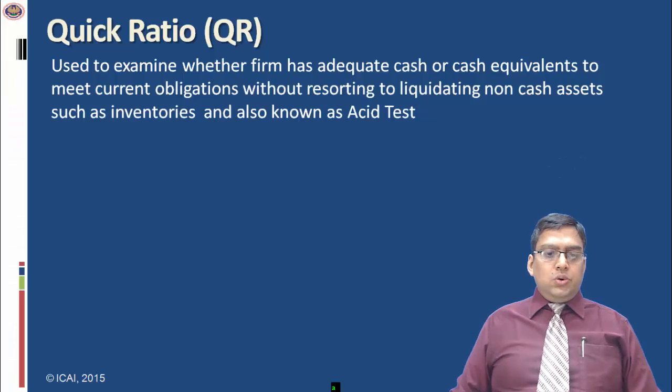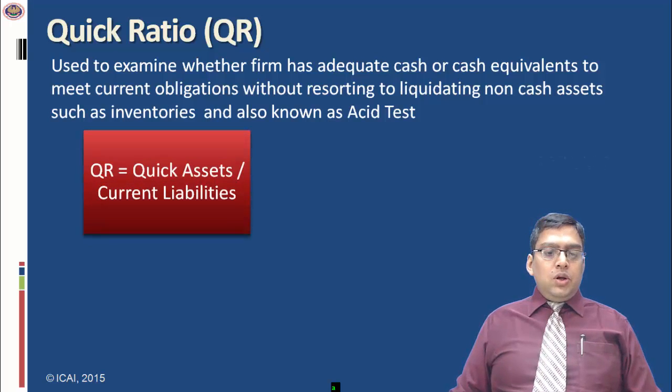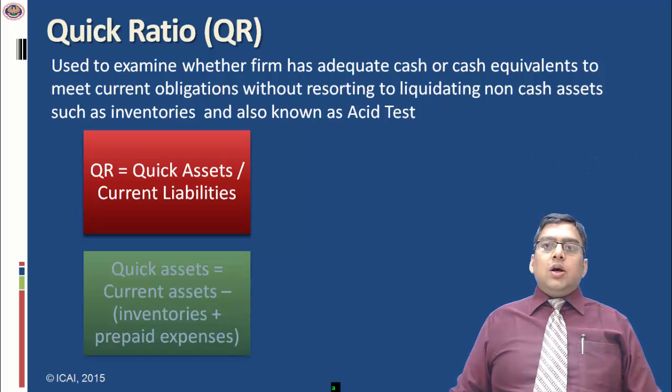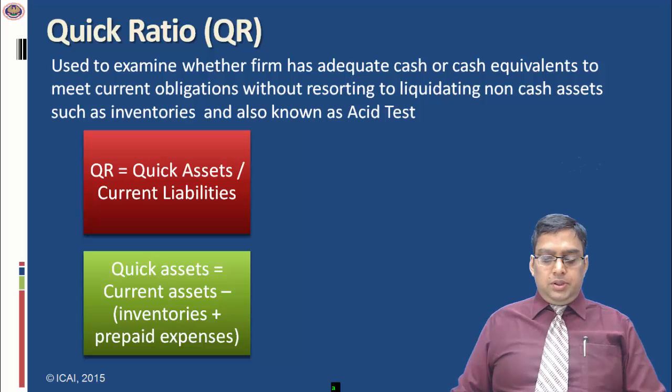Next one is the quick ratio. Quick ratio is used to examine whether a firm has cash or cash equivalents to meet current obligations without resorting to liquidating non-cash assets such as inventory, and it is also known as the acid test. Quick ratio equals quick assets divided by current liabilities. Quick assets means current assets minus inventory plus prepaid expenses.